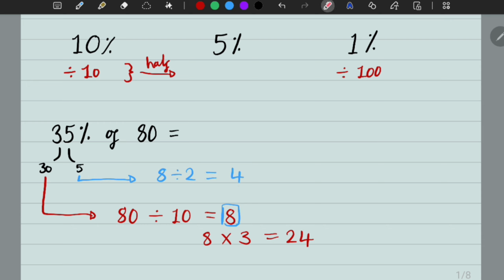And the final step is to add together my 30% and my 5%. So we're going to add 4 and 24, giving me 28. So there we are. 35% of 80 is 28.